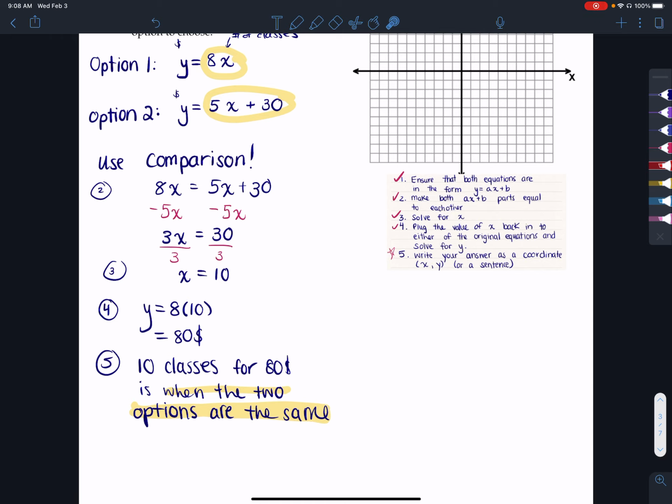So we have to look at all the cases. We know that they're the same at 10 classes. So the first part of our answer is, well, it doesn't matter what she picks if she wants to do 10 classes. She's not saving money between option 1 or option 2. They're going to be exactly the same.